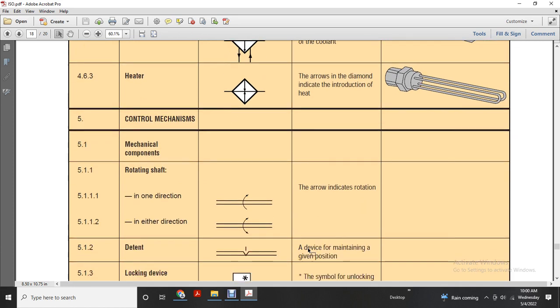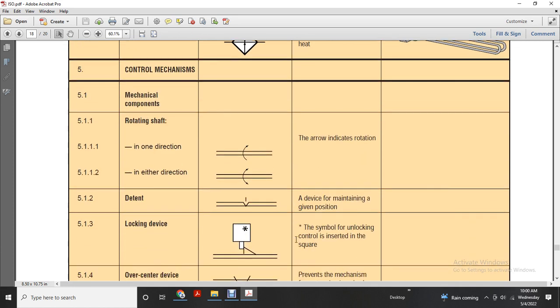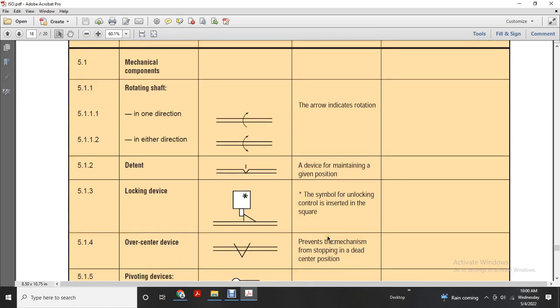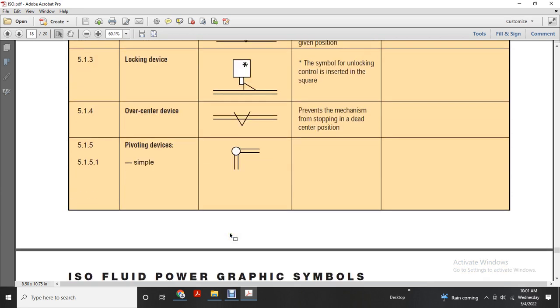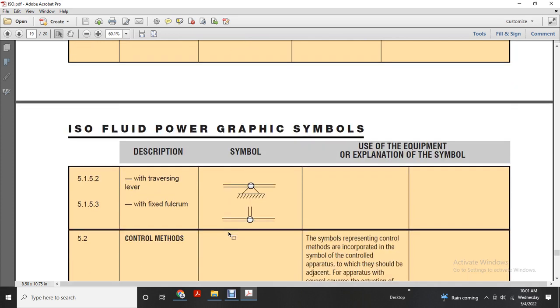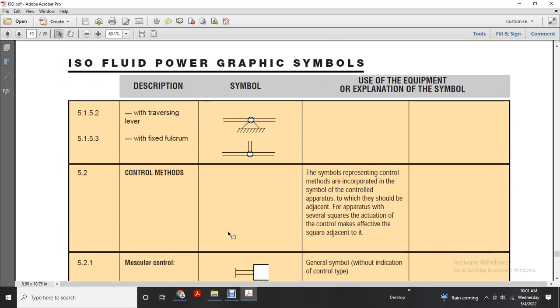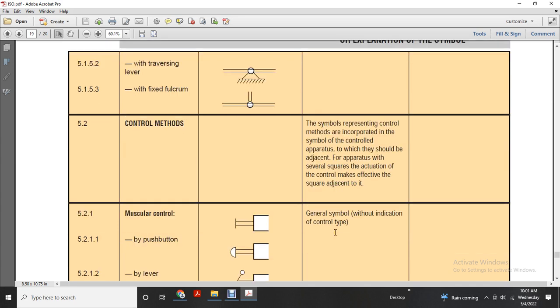Control mechanism: rotating shaft, one direction or in either direction. Detent: a device maintaining a given position. Locking device symbol, and locking symbol control is inserted in the square. Over center device prevents mechanism from stopping dead in center. Pivoting device symbol when traversing lever, fixed fulcrum. Control method symbols to represent control methods are incorporated in the symbol, the control apparatus for which should be adjacent. For apparatus with several squares, the actuation control makes effective the square adjacent to it.